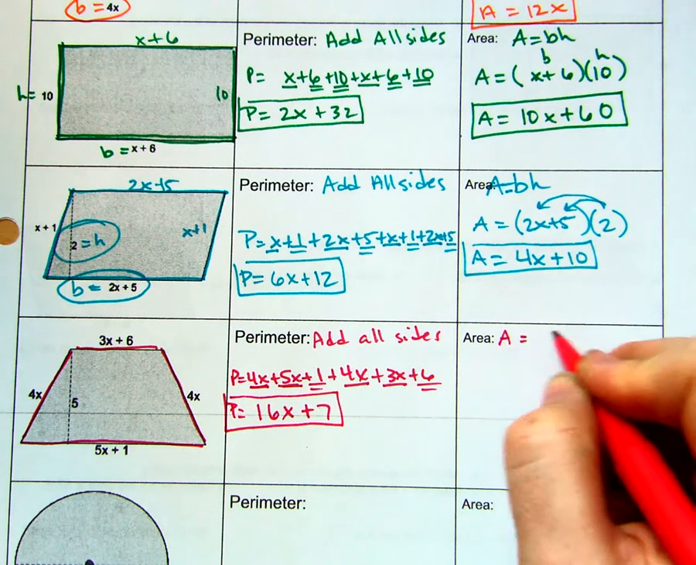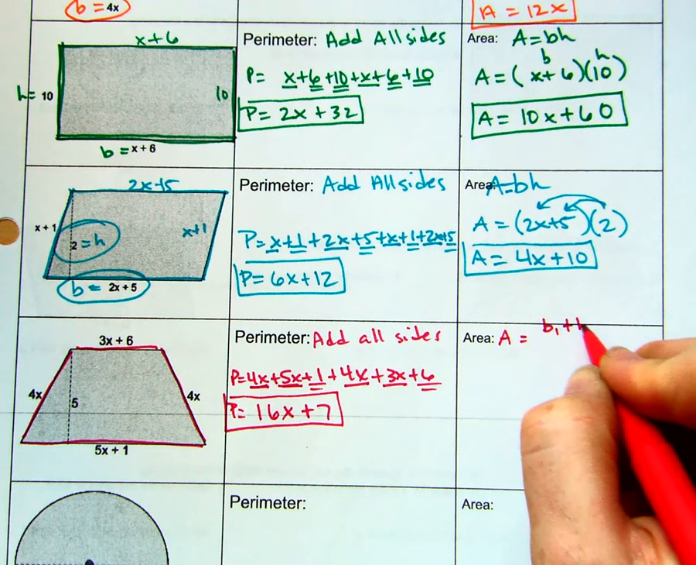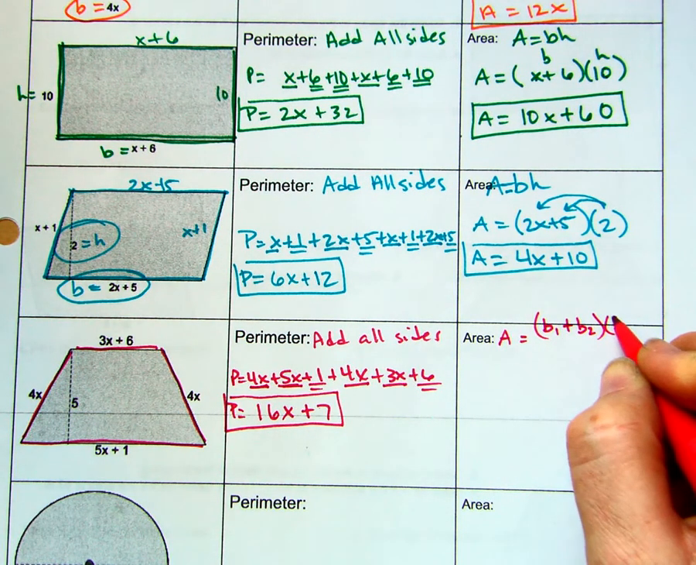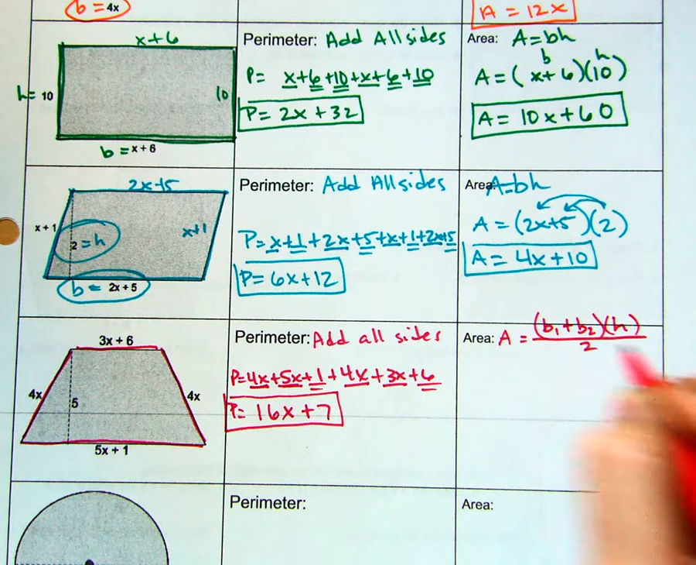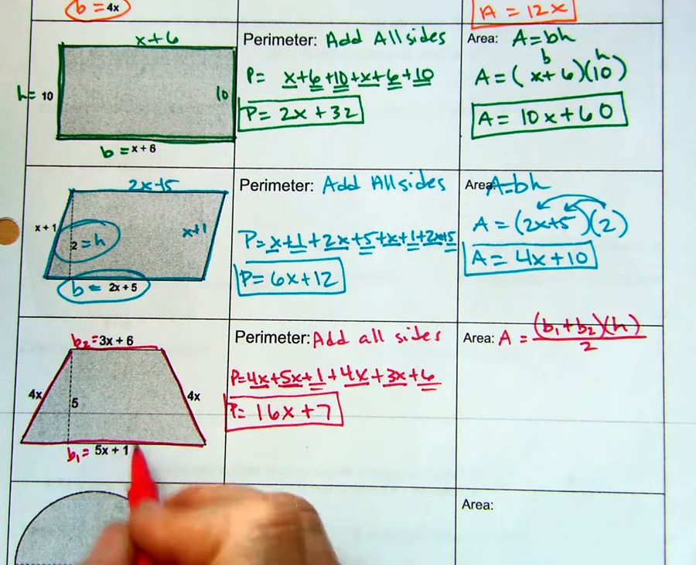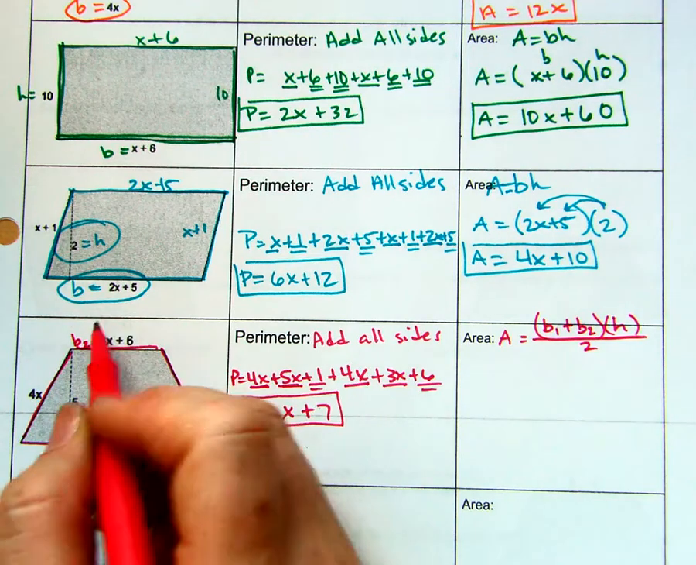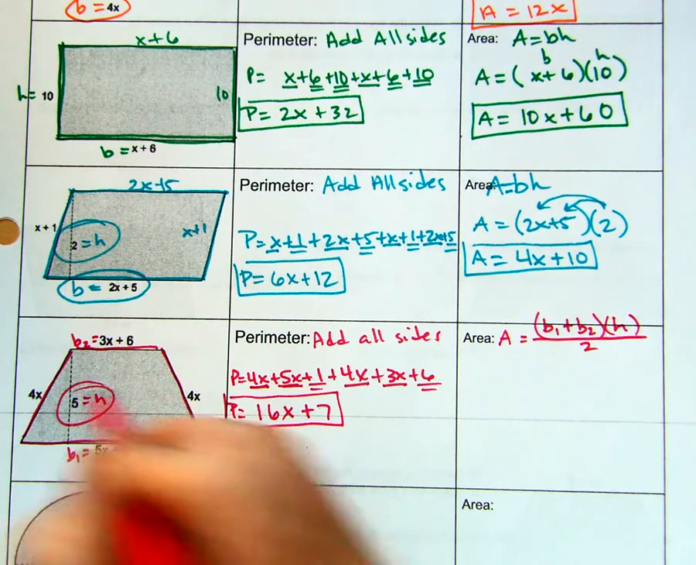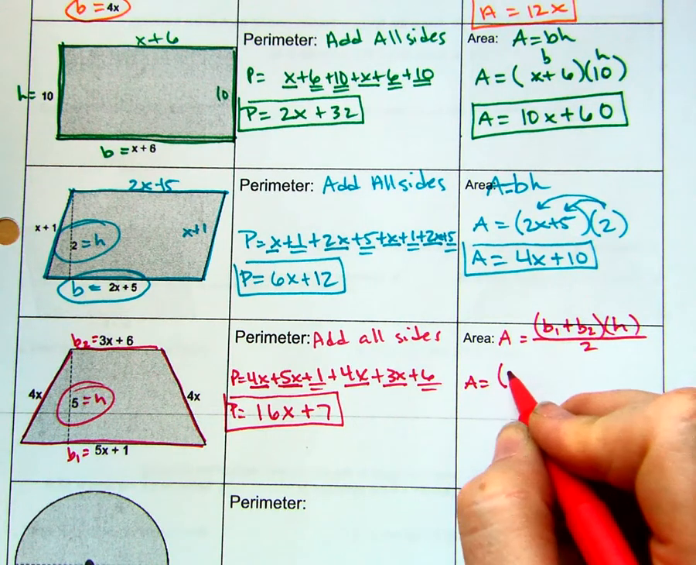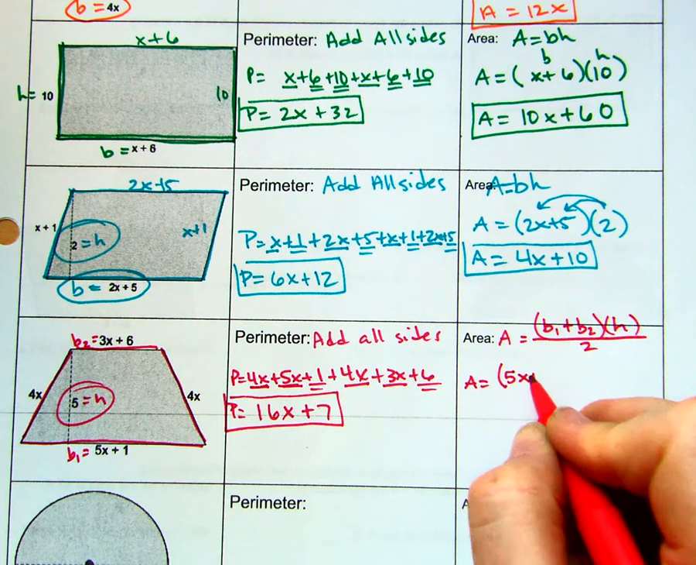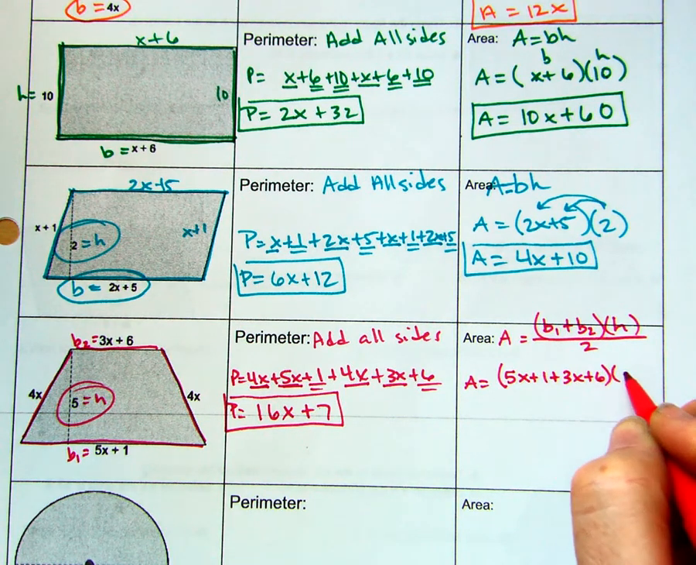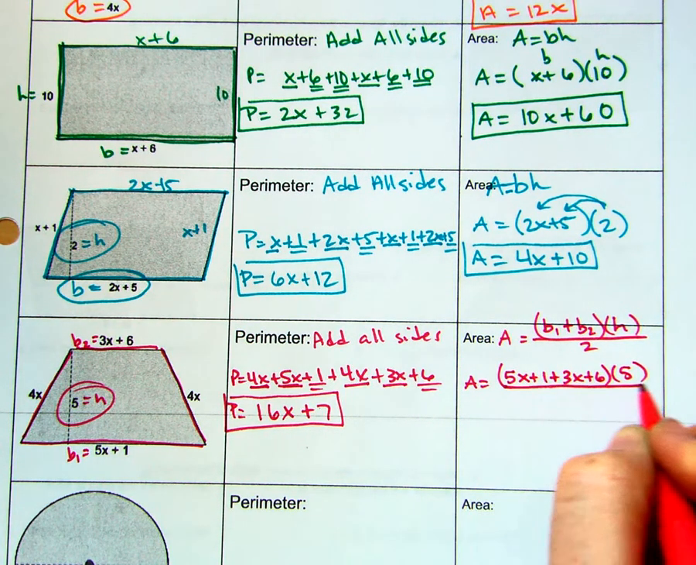My area formula for a trapezoid is to add the bases together and then multiply times the height and then divide by 2. So in a trapezoid, we're going to consider the bottom base, base 1, and the top base, base 2, and then this right here was going to be the height. So I'm going to add base 1, which is 5x plus 1, to base 2, and then multiply times the height and divide by 2.